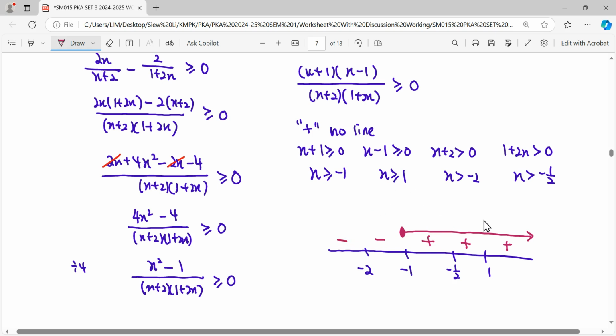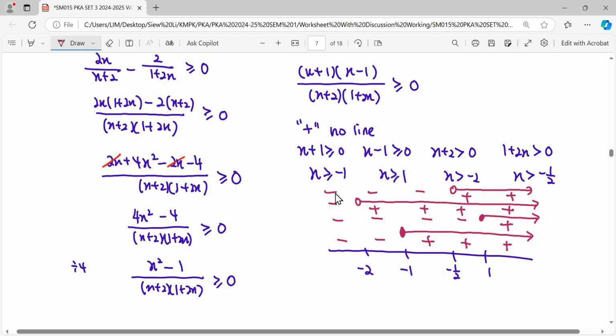Then continue for x more than 1, so to the right hand side. This region is positive, and these regions with no line are negative. Continue for x more than -2. It is more than, not equal, so an empty circle, drag it to the right hand side. So positive, positive, positive, positive. This is a no line region, negative. Then continue for the last one, x more than -1/2. So positive, positive. Here is negative, negative, negative.